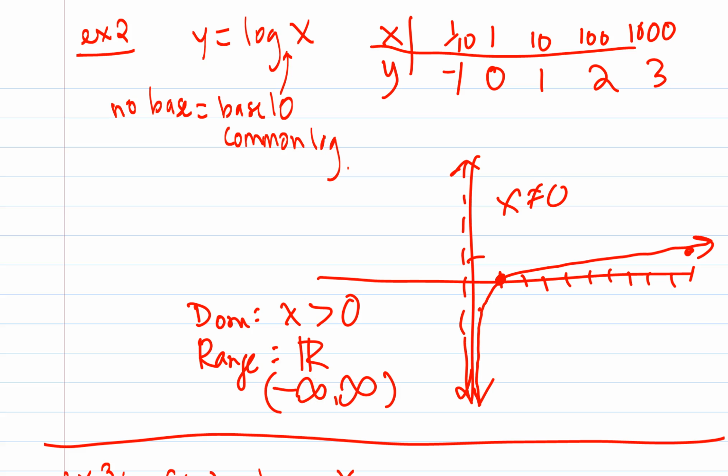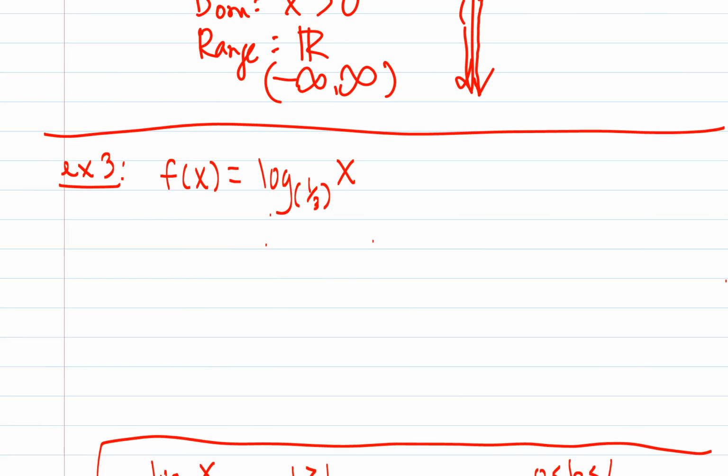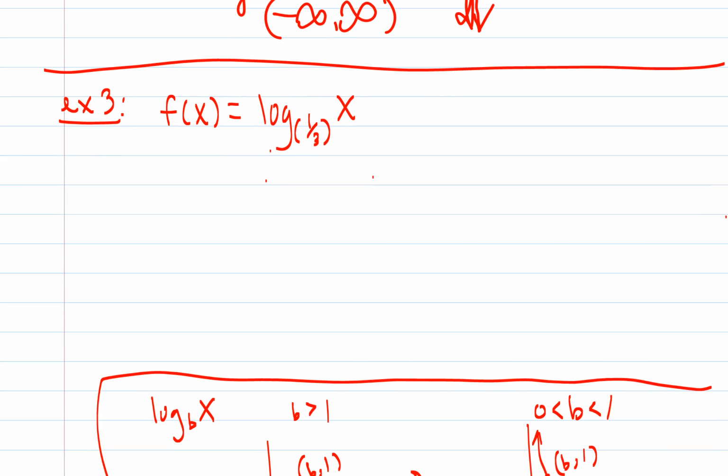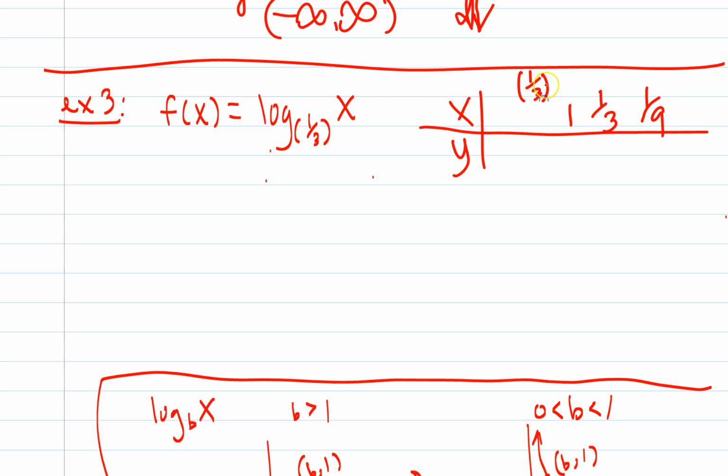So let's kick it up a notch. What do I do if the base is a fraction? Remember I told you it couldn't be negative, but it can be a fraction. Well, I would choose powers of 1/3. 1/3 to the 0 power, 1/3 to the first, 1/3 to the second. 1/3 to the negative 1 would be 3. 1/3 to the negative 2 would be 9.